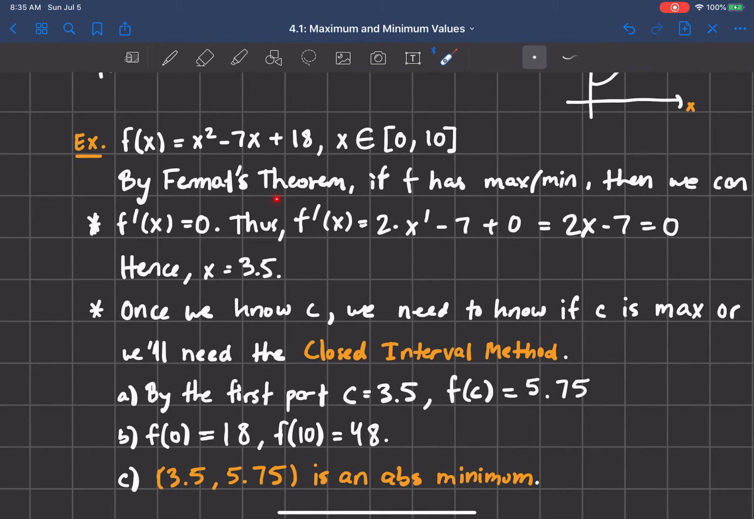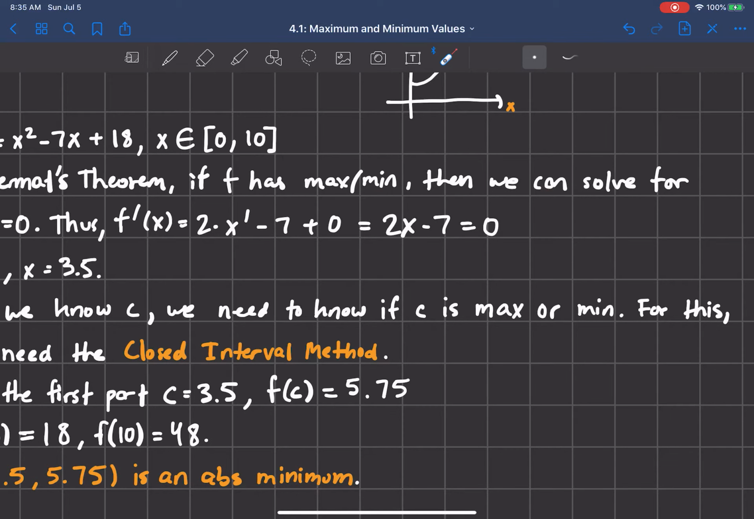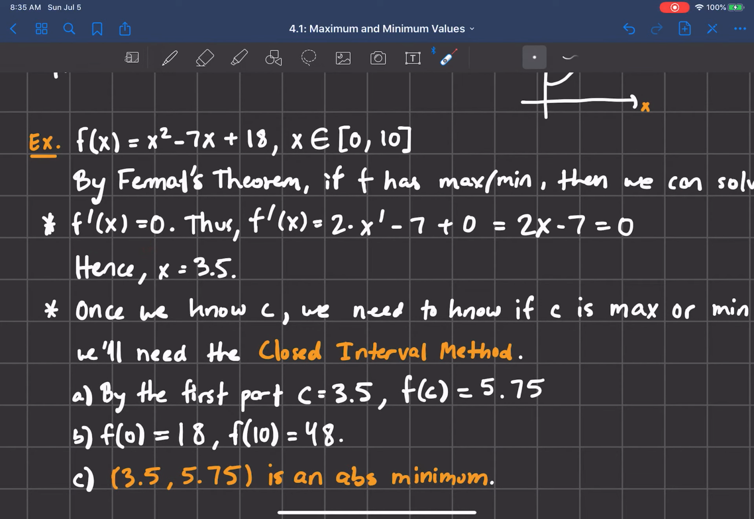Now by Fermat's theorem, if f has a maxima or minima, then we can solve for f prime of x equals 0. Now, we have to first find f prime of x. So, using our little differentiation tools, we know that x squared has a derivative of 2x, hence 2x. Negative 7x is just a linear function, so the derivative is just a slope, it's negative 7, hence the negative 7. And 18 is just a constant, so that means in a graph it's just a straight line, which means it has a derivative of 0. Thus, the derivative is 2x minus 7. And we can set that equal to 0, shift the 7 to this side, thus getting 2x equals 7, and therefore x is equivalent to 3.5.